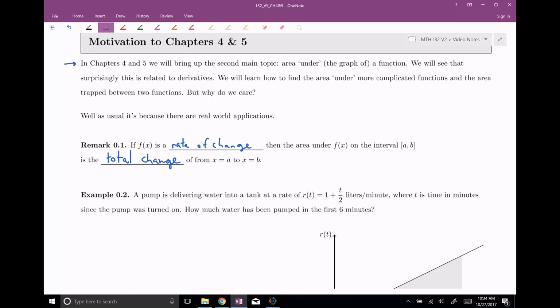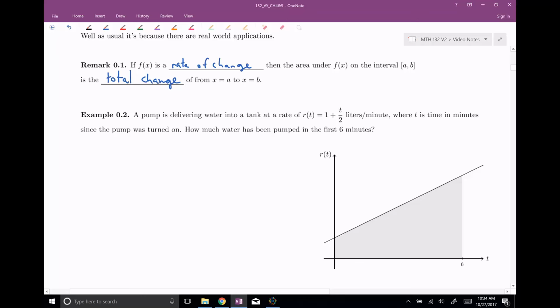As always, let's decipher what this means via an example. I have a pump here that's delivering water into a tank at a specific rate, 1 plus t over 2 liters per minute. And t is the time, given in minutes since the pump was turned on. The question I want to ask is how much water has been pumped during that first 6 minutes, aka what is the total change? How much water has come out of this thing during that first 6 minutes?